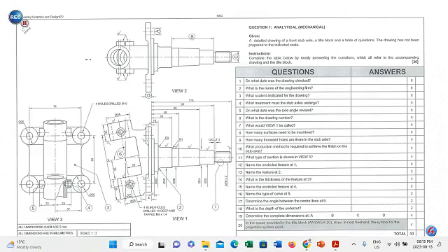Grade 12s, we are looking at an analytical mechanical activity of which a detailed drawing of a front stub axle, a title block and a table of questions have been provided. The drawing on this side here has not been prepared to the indicated scale. Your instruction is to complete the table below by neatly answering all the questions which all refer to the accompanying drawing and title block. Let us zoom in and start at question number 1.